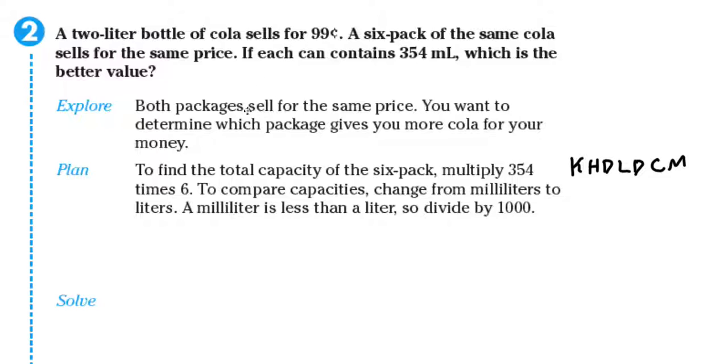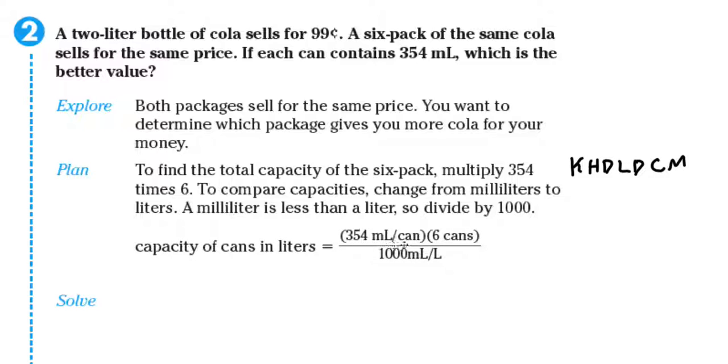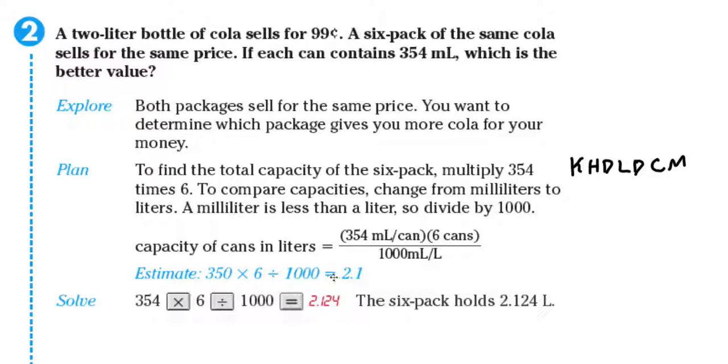First and foremost, we need to do that. So 354 times 6 divided by 1,000. Okay? We estimate first, and then we get the exact answer, which is 2,124. So if we multiply 324 by 6, it will be 2,124. Okay, 2,124, that's in milliliters, will be here.